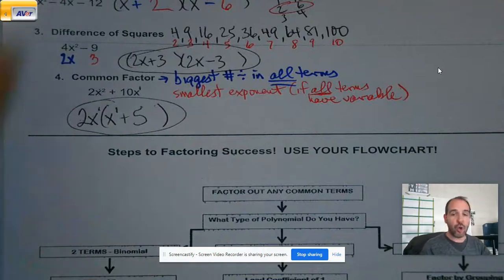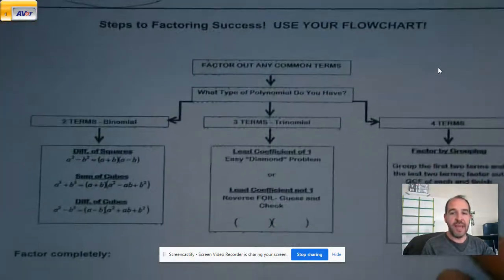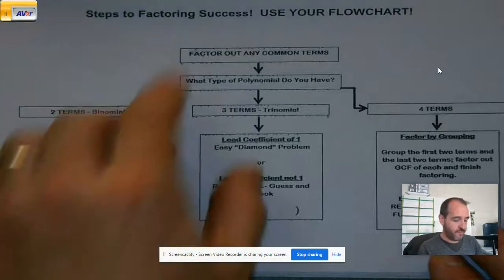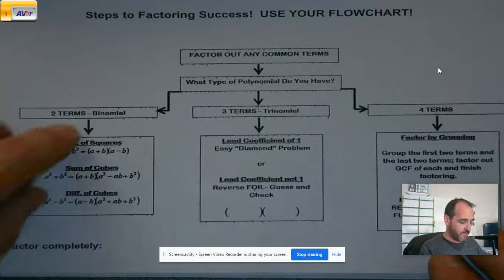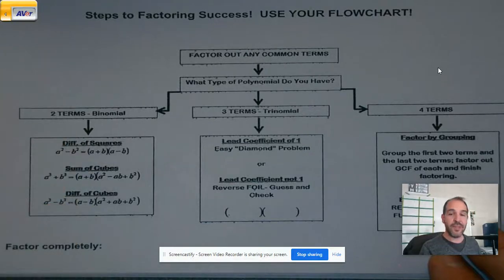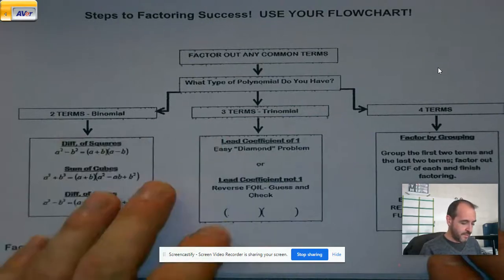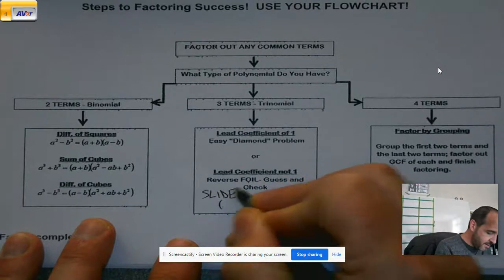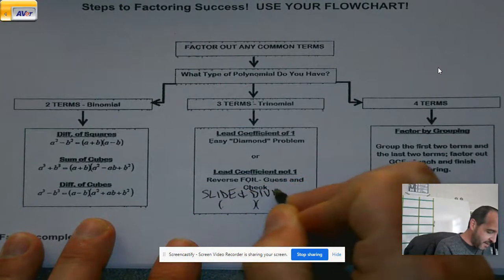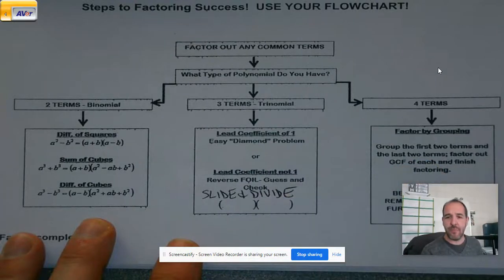Okay? That was a first quarter, normally first semester thing. And so again, our flow chart, factor out anything in common. If there's 2 terms, it can be our squares, it can be our cubes. We did our squares up there. Cubes we'll talk about here when we get to them on the back. Lead coefficient here, we're going to add in slide and divide if the lead coefficient is not 1. We'll chat about that more for some of you that weren't here first quarter and you're wondering what this slide and divide thing is. It's another tool we got in the toolbox to use when we get to those.